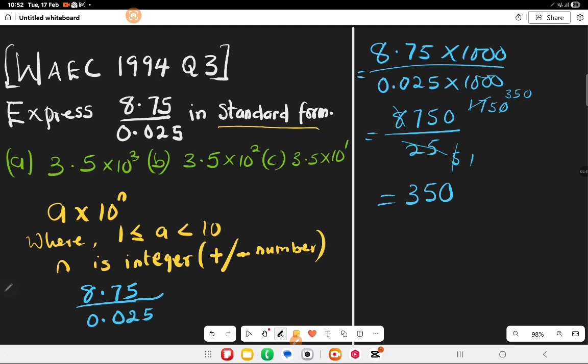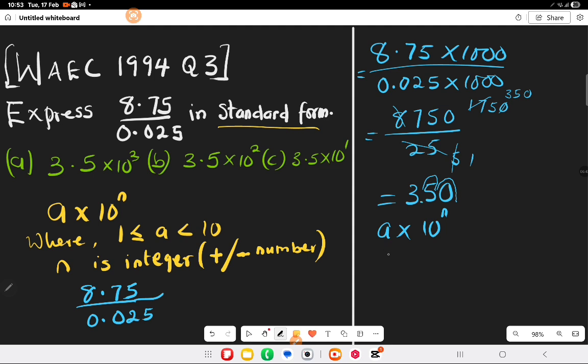We were asked to express the answer in standard form. And standard form is of the form a times 10 raised to the power of n. Now we want to make a look like a number between 1 and 10. It can be equal to 1 but not equal to 10. The only way we can make a less than 10 is when we put the decimal point here. We move it one place, we have 35. We move it again, 3.5 is less than 10 but greater than 1.